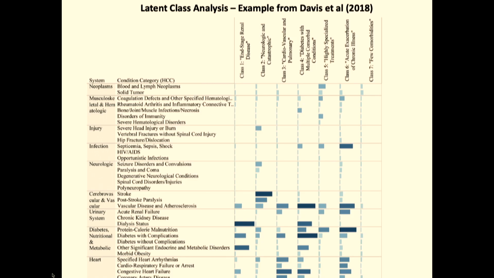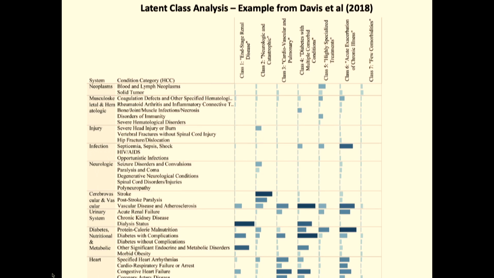It tells you for each disease what is the prevalence of that disease in each class. So if you see a bar like that, that means that stroke is very highly prevalent in class 2. You have dialysis status is very highly prevalent in class 1 compared to other classes. So you can look at this kind of prevalence of these binary diseases and then start to name the classes.